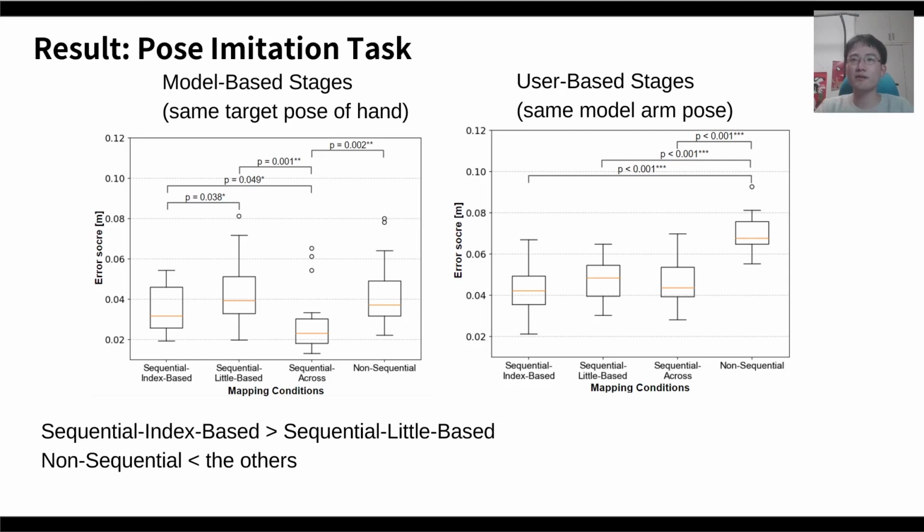In the user-based stages, the non-sequential condition performed worse than the others. This poor performance was due to the challenge of identifying the joint to move and performing the movements with a kinematic constraint on the hand.